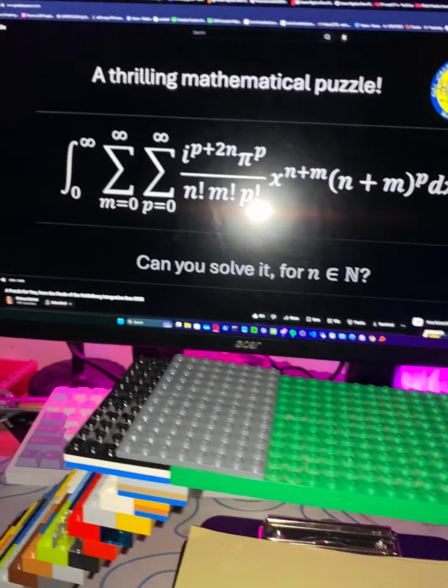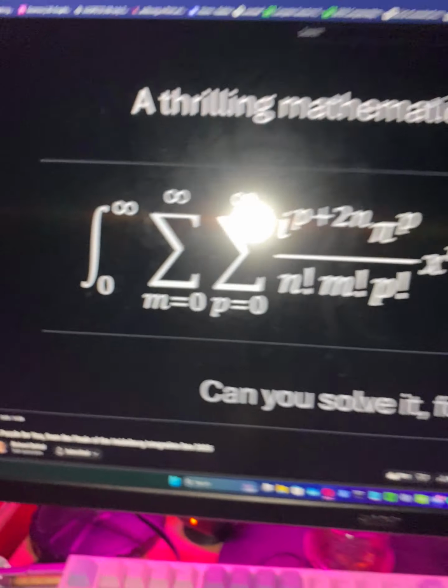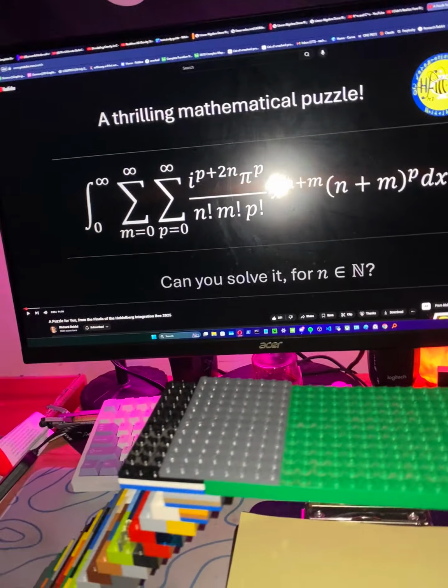Okay, we're going over this integral right now. Richard Behiel made that integral for the Heidelberg integration bee, and this is my solution to it. I'm not saying it's a perfect solution, but I watched the video for a bit and I got some tips, and then I tried to solve it with the knowledge he provided without actually taking his solution.